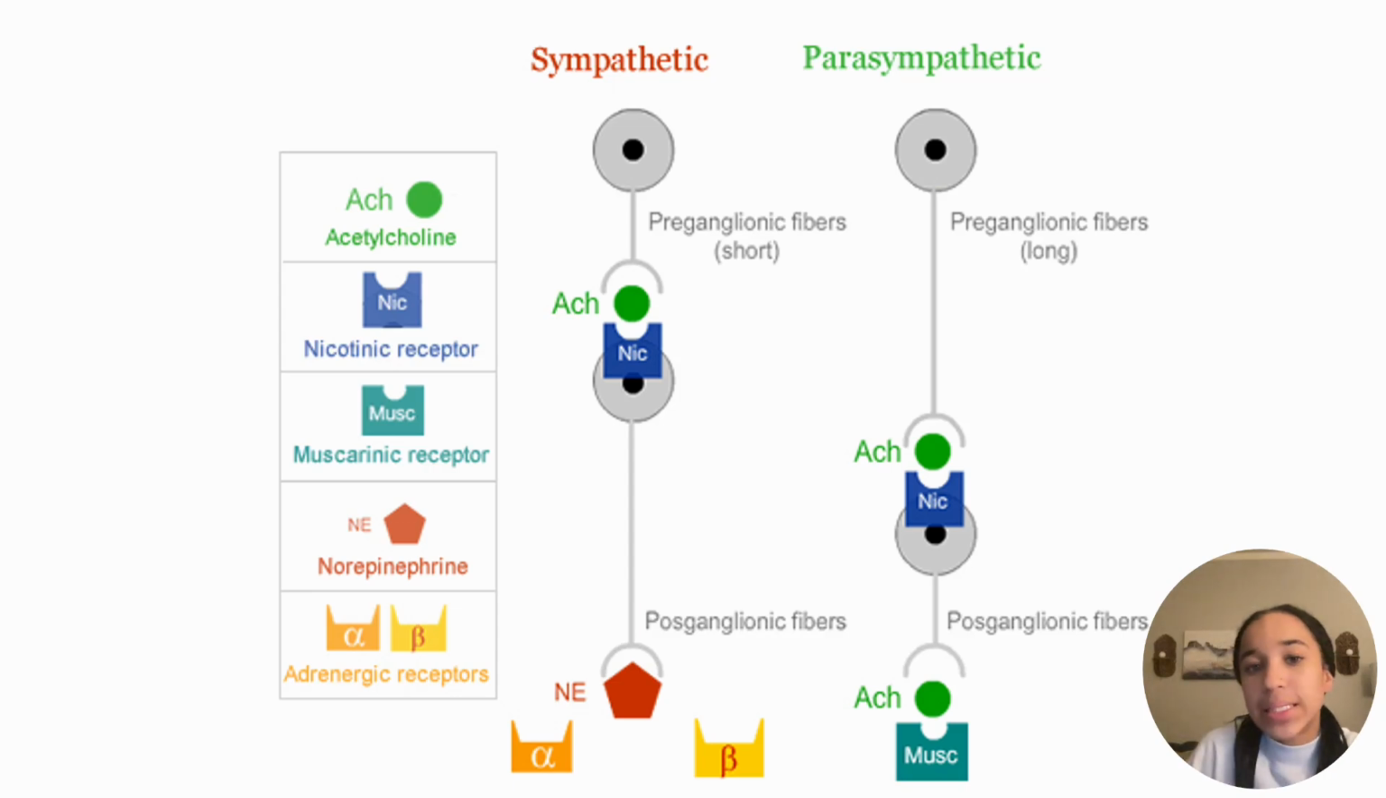Hello, my name is Ravana, and today we'll be discussing the central nervous system. The central nervous system is broken up into the sympathetic and the parasympathetic.